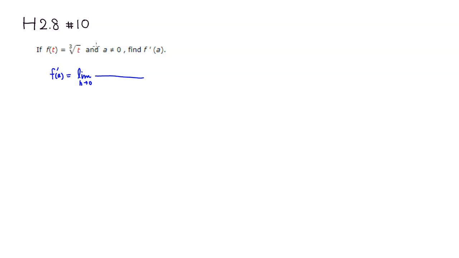Then we have f of a plus h. So we're going to put a plus h instead of t. So it's the cube root of a plus h minus the cube root of a, since f of a is the cube root of a, all over h. And this is a useful equation.